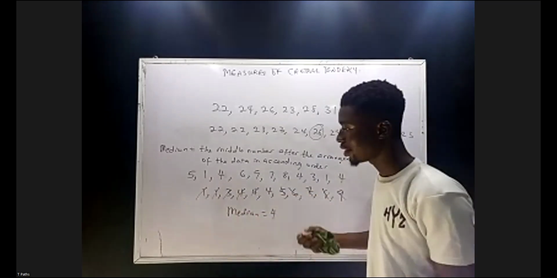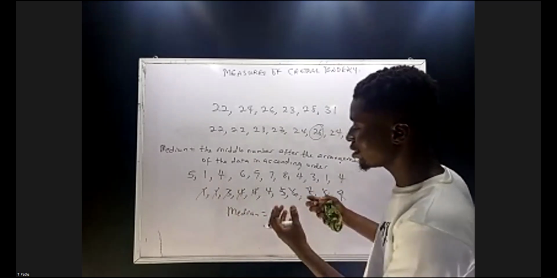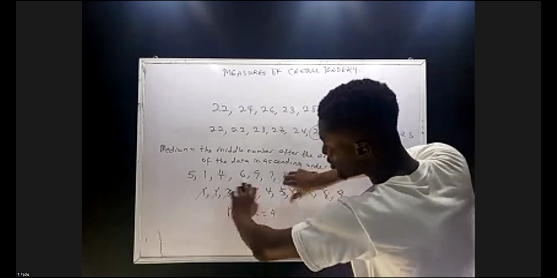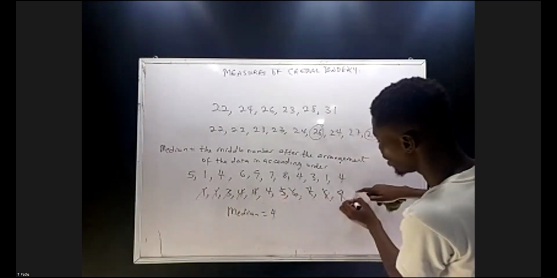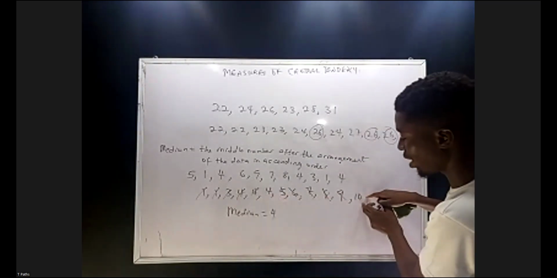Now note, I told you guys that if by the time you end up canceling all parts out, the median happens to be 2 numbers, like now, let's assume we have one more set of data here. We have 10.